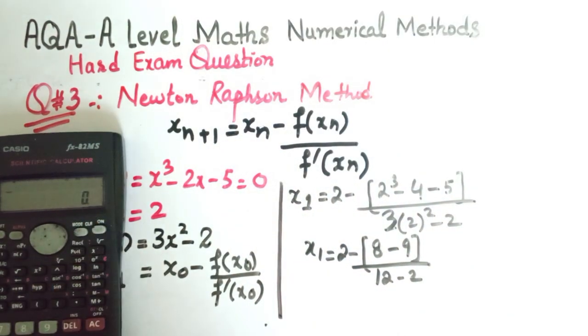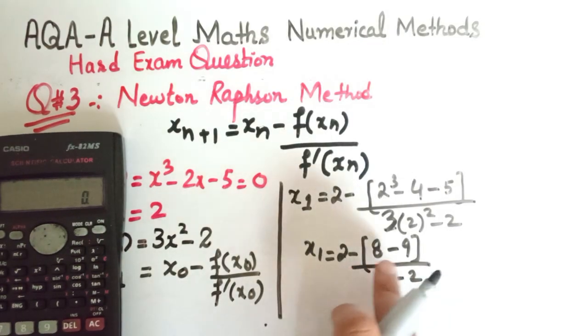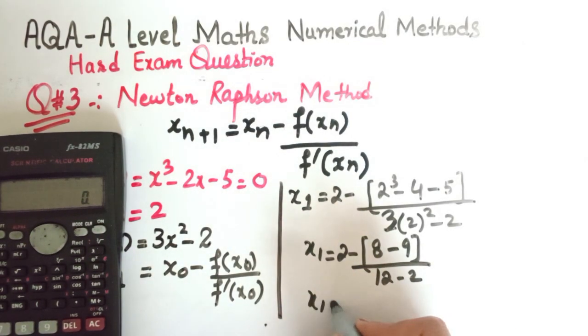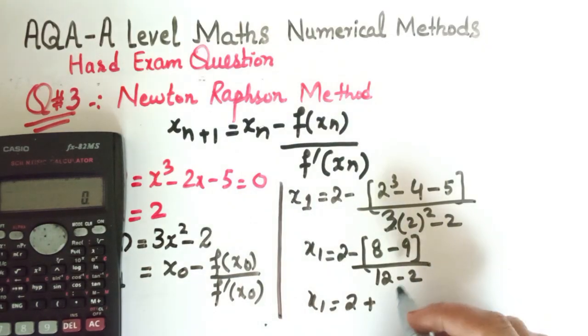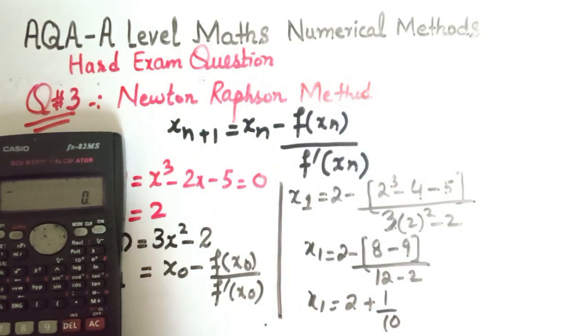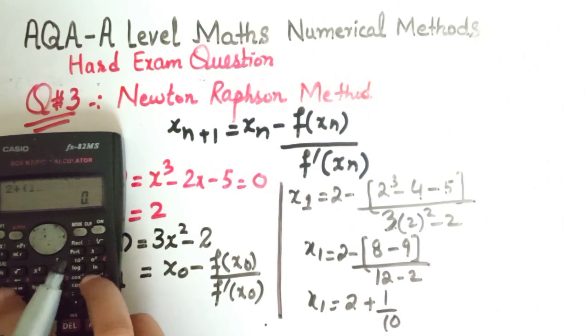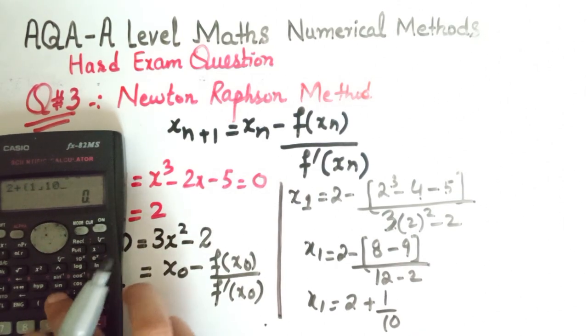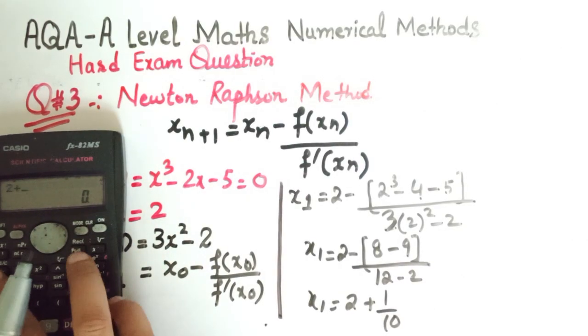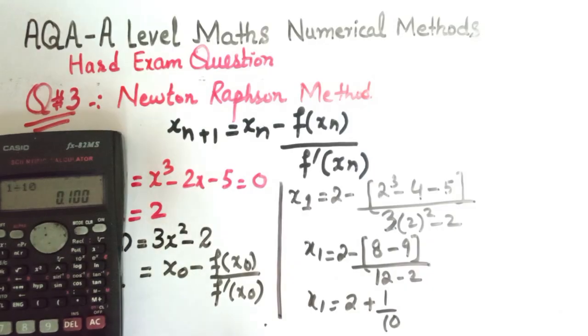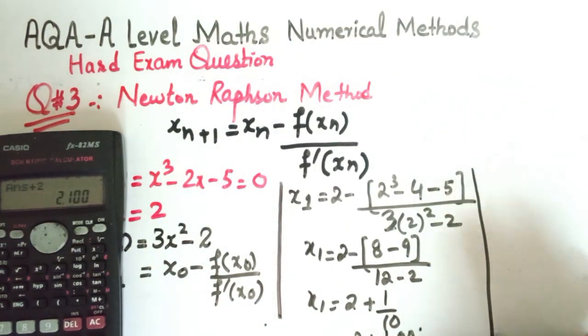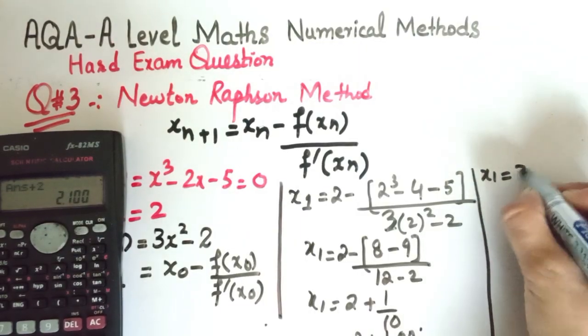So 8 minus 9 is minus 1. So minus minus will become plus. So x1 equals 2 plus 1 by 10. First we divide 1 by 10, we get 0.1, and adding 2 to this we get 2.1. So the value of x1 is 2.1.